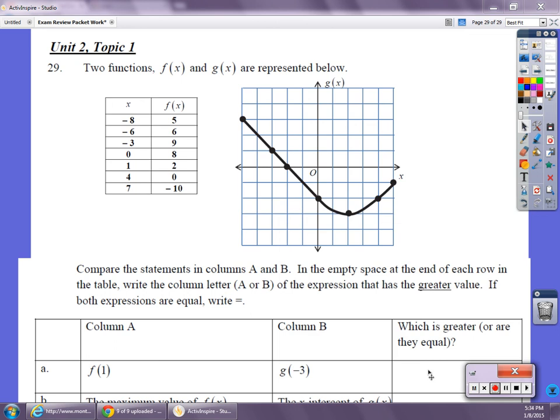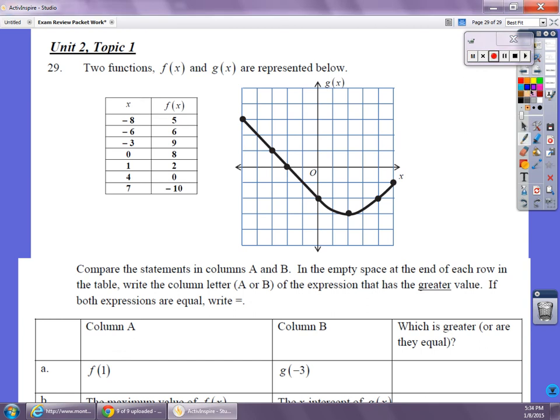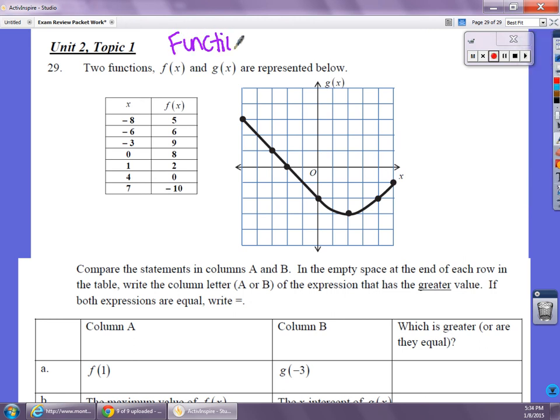We're going to be working on Unit 2, Topic 1, Question 29. Two functions, f of x and g of x, are represented below. So we have two functions here. Remember that a function can come in a lot of different forms. A function can be a table. It can be a graph. It can be an equation.